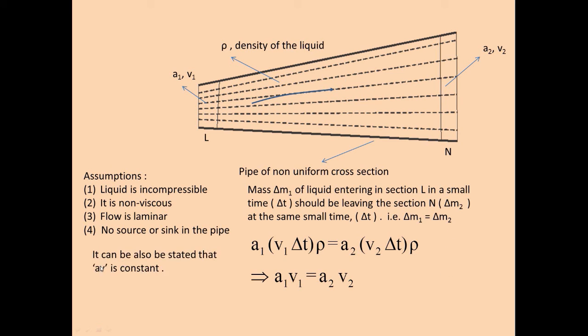You can now generalize this as AV is a constant, A area, V velocity. And the physical significance of AV is it will give you the volume flowing per second. Or you can even say from this, velocity is inversely proportional to the area of cross section of the pipe.